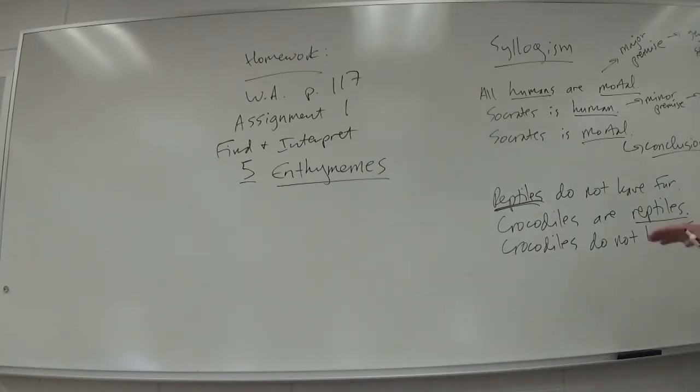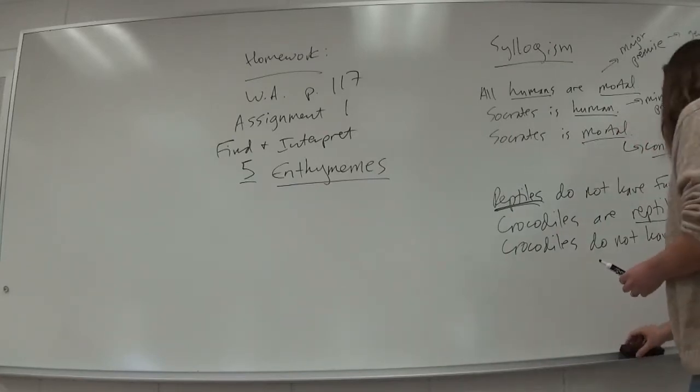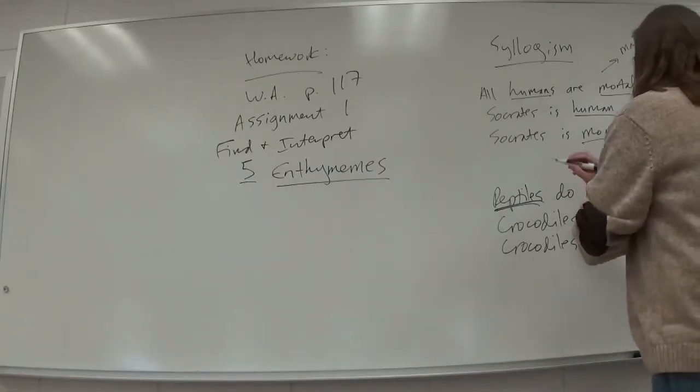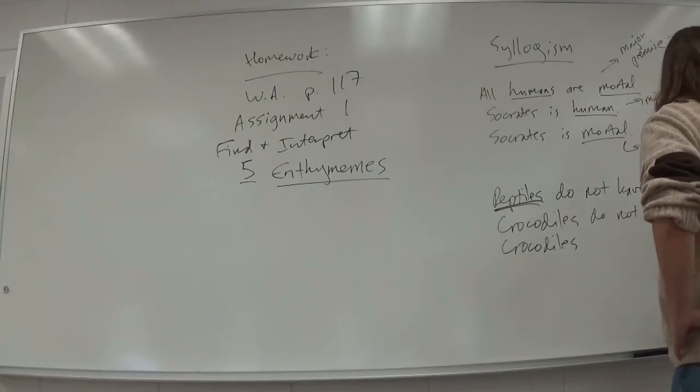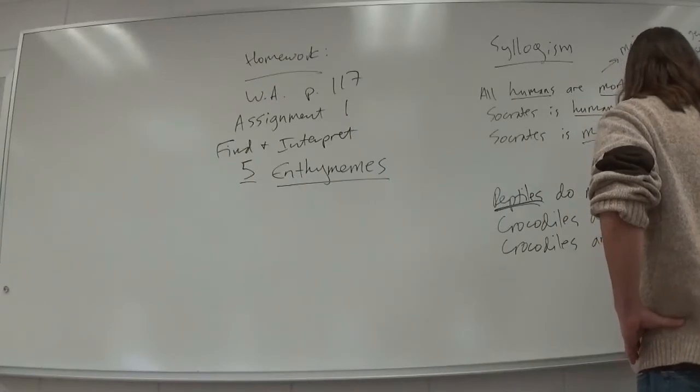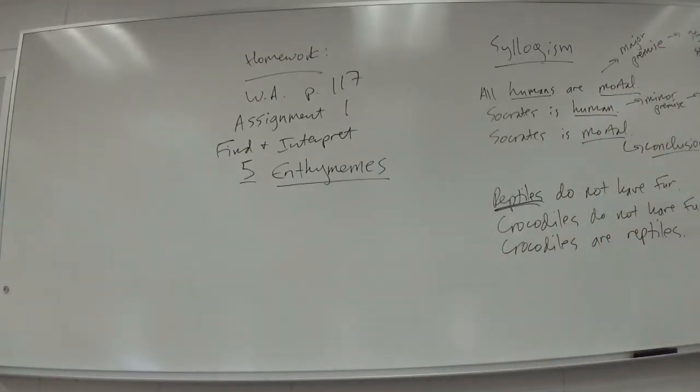Now, what if I were to switch this up a little bit? We keep the major premise the same. Reptiles do not have fur. But we move the rest of it around. Crocodiles do not have fur. Therefore, crocodiles are reptiles. Is it still a valid syllogism? Why do you think it is? No, it can't be, because the reptiles have to be in the middle. Exactly, reptiles has to come before fur. We have to apply the specific case to the category before we can make this kind of conclusion about it. Syllogisms don't actually test the truth of a proposition. They just test whether a proposition is or is not logical.